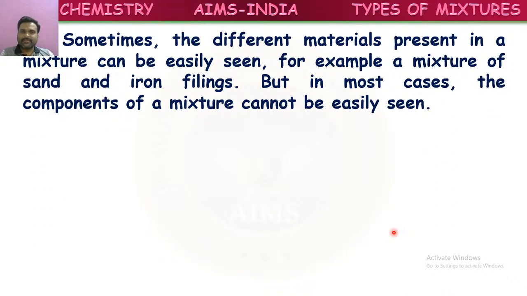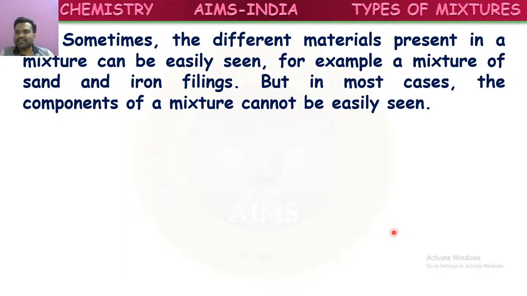Sometimes the different materials present in a mixture can be easily seen. For example, a mixture of sand and iron filings. If you mix the sand and iron filings and take some quantity into your hand, you can see the sand particles and the iron filing particles clearly because of their color difference.